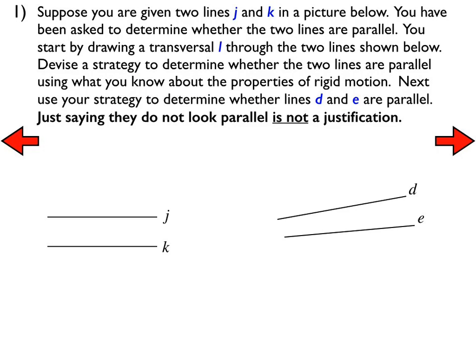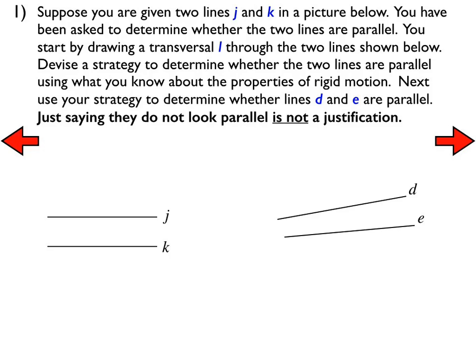It says, suppose you are given 2 lines J and K in a picture below. You have been asked to determine whether the 2 lines are parallel. You start by drawing a transversal L, and that is already in your notes, through the 2 lines shown below. Devise a strategy to determine whether the 2 lines are parallel using what you know about properties of rigid motion. Next, use your strategy to determine whether D and E are parallel. Just saying they do not look parallel is not a justification.